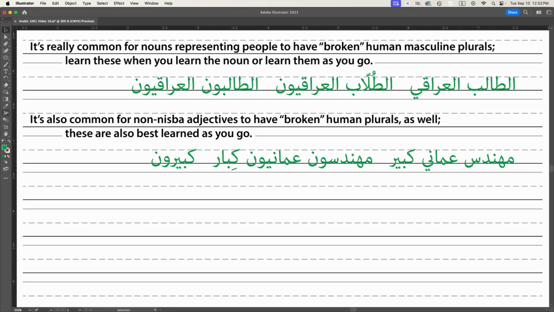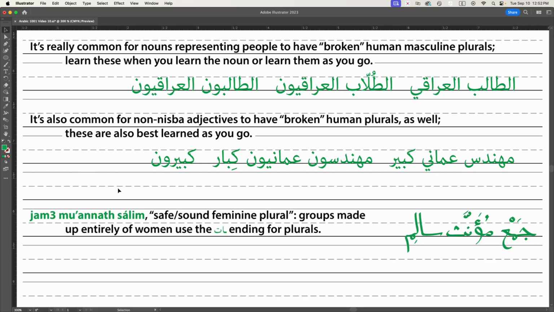Now, Arabic cultures tend to be what we call homosocial. People tend to hang out with members of their same gender, more or less exclusively. This is less true in cities, this is less true for younger people, but it still holds true for the culture at large. So if you have a group made up entirely of women, which tends to be a little more common in their cultures than in Western cultures, then we have what's called jam' mu'annath salim, the sound feminine plural, sound meaning safe and sound here again.